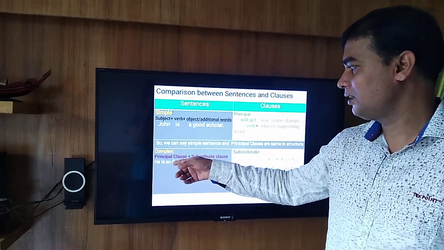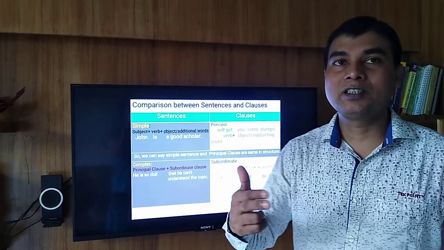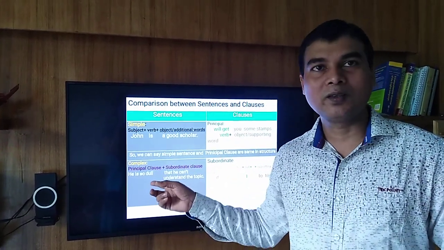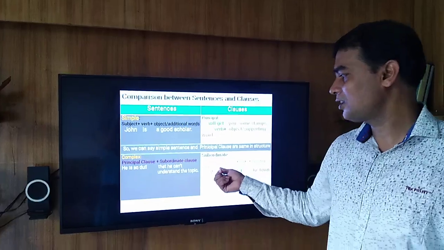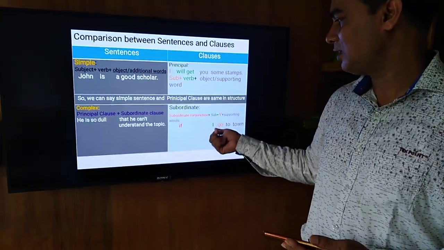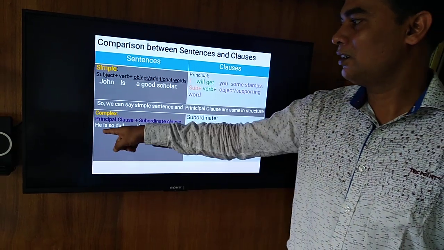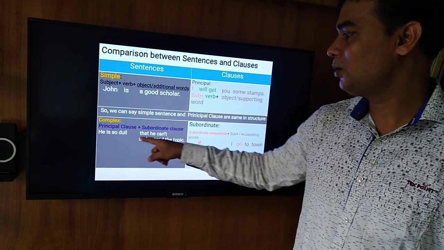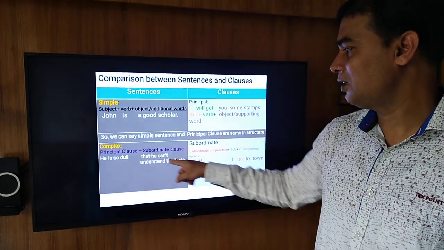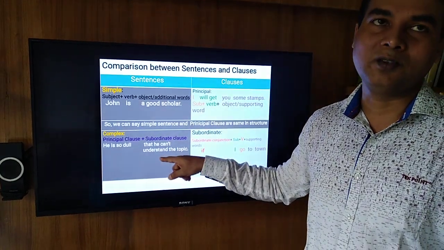And a complex sentence, you see, complex sentence means a principal clause and at least one subordinate clause, and subordinate clause always start with the subordinate conjunction. Here in the example, if, then subject I, then verb go, then supporting words to town. So the example is, he is so dull that he cannot understand the topic. In this sentence, that he cannot understand the topic, this is a subordinate clause. Okay.